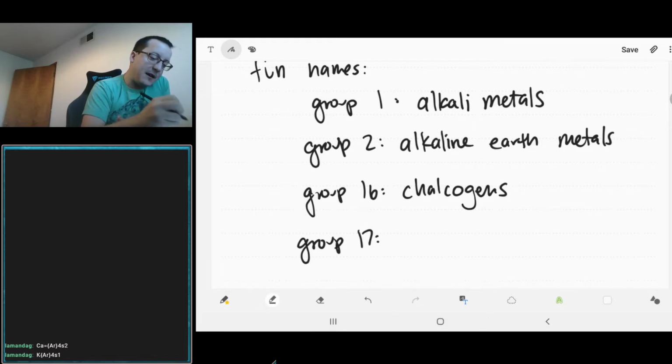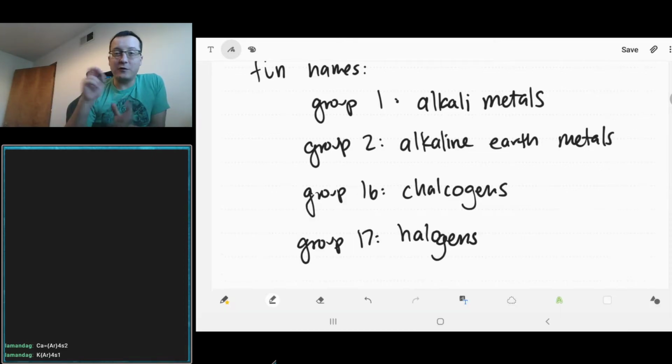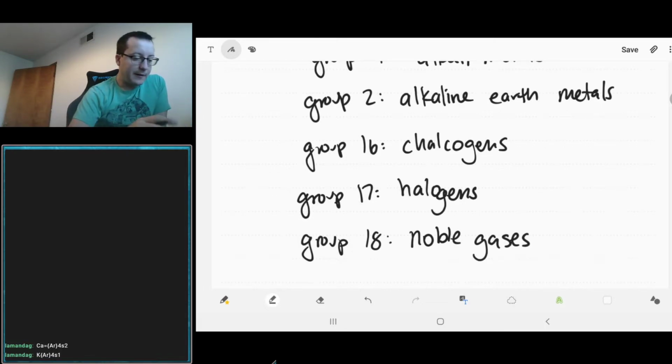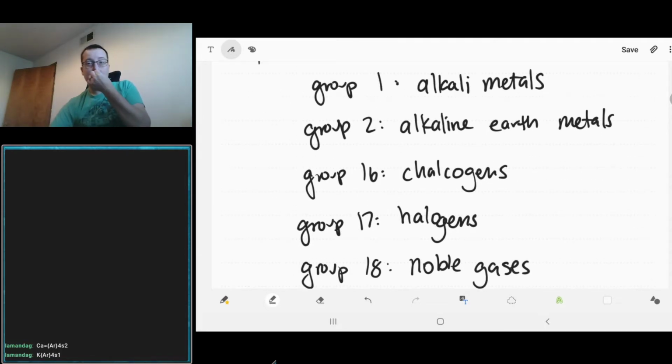We have group 17, which are called halogens. Those are salt forming. And then we have the illustrious group 18, which are our noble gases. So these 5 group names you will want to learn.